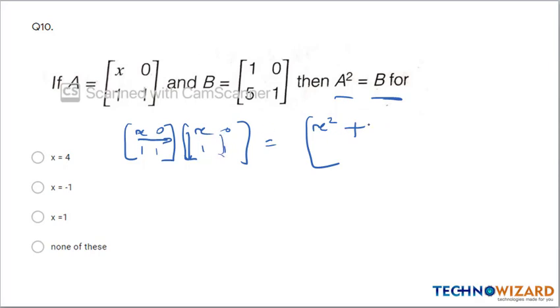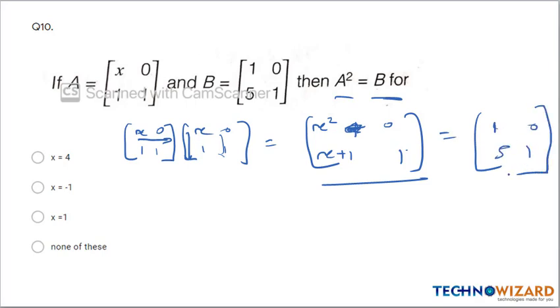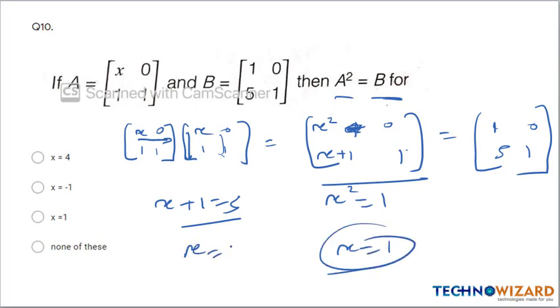0 into 1 is 0, therefore this will be 0. Okay, now 1 into x is x plus 1, and the other one is 1 0 0 1. Okay, this will be our A square. I am equating this with B, which is [1 0; 5 1]. We will get two equations. One is x plus 1 equal to 5 and second one is x square is equal to 1. From here x is equal to 1 we are getting, and from here we are equating 4.